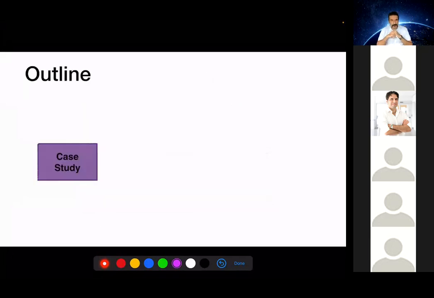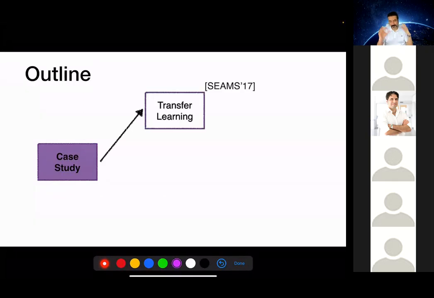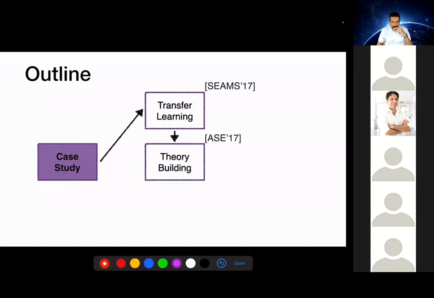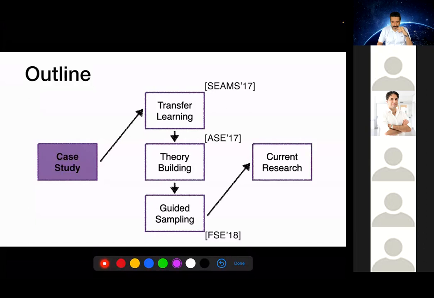So hopefully this provided enough motivation for what I'm going to talk about. Today I start with a specific case study. Then I talk about some transfer learning scenarios, some empirical understanding of the performance space, as well as some guided sampling. And at the end, I will mention the current research that we are doing.